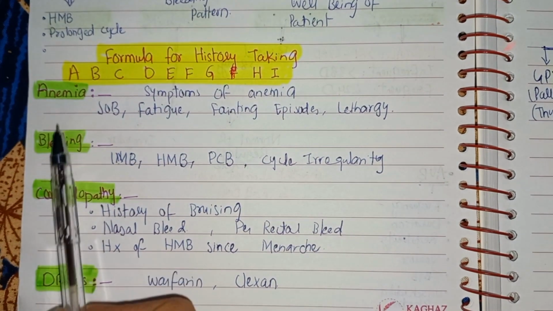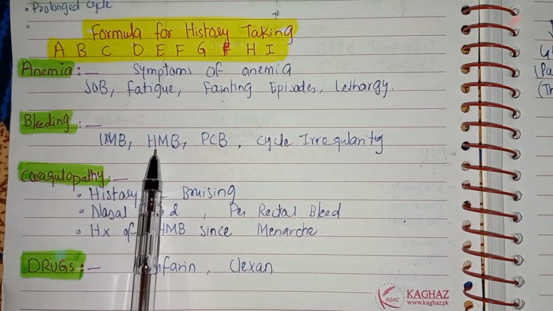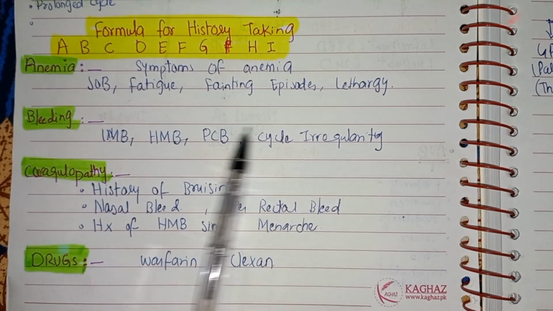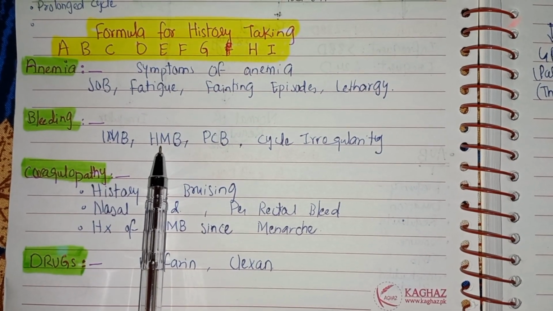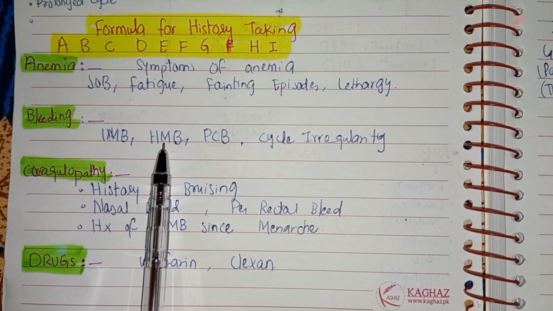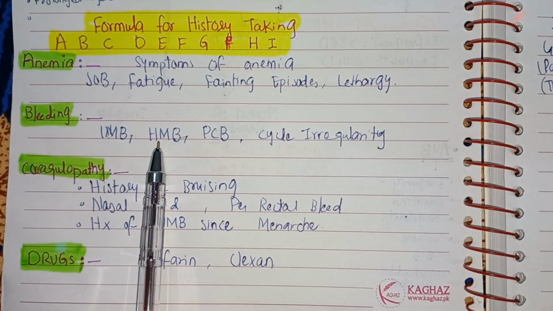B for bleeding. Determine the bleeding pattern: either there is intermenstrual bleeding, heavy menstrual bleeding, postcoital bleeding, or cycle irregularity. When you are taking history about heavy menstrual bleeding, you must ask about the amount of bleeding: how many pads she uses, is there any staining of undergarments or fainting episodes.